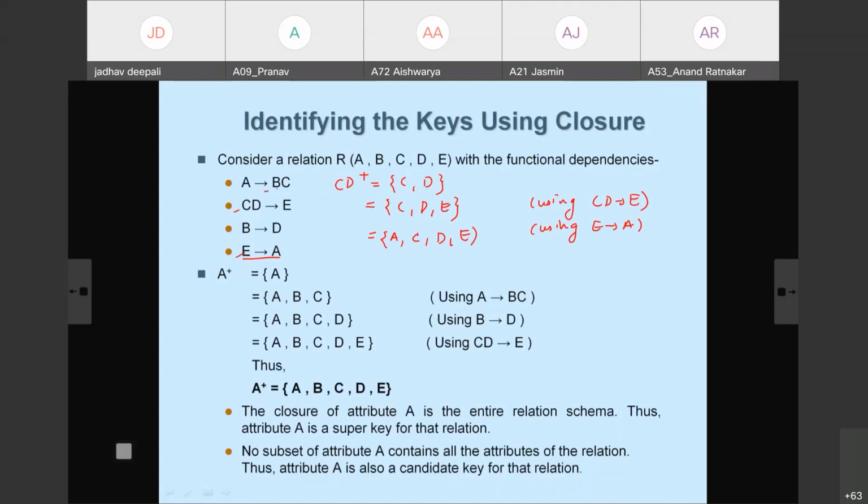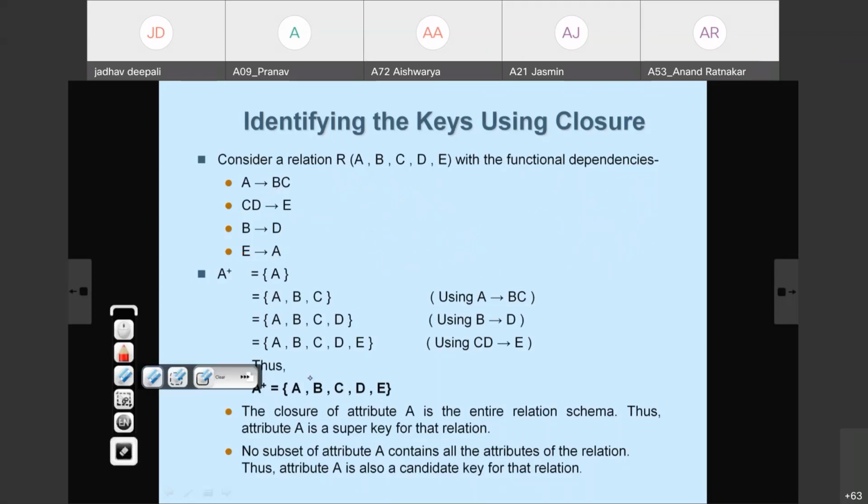Okay, so using the first functional dependency, A tends to BC. As A is already in the result, BC comes in the result. A, B, C already there, D and E. So what we observe is that when we calculate CD closure, it also contains all the attributes of the relation, and that's why CD is a super key of the relation.